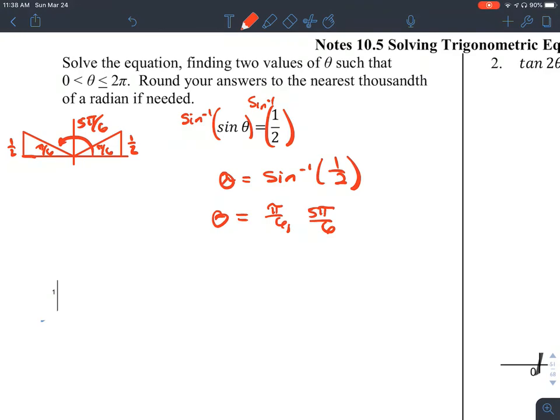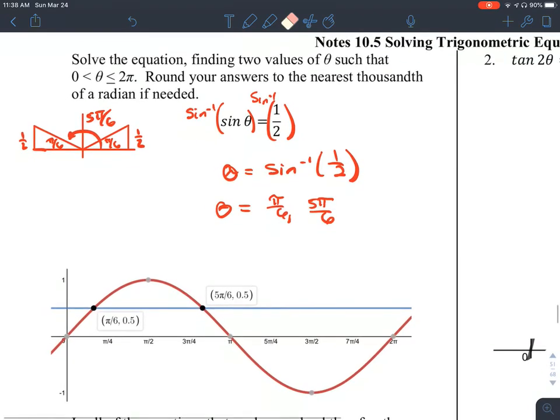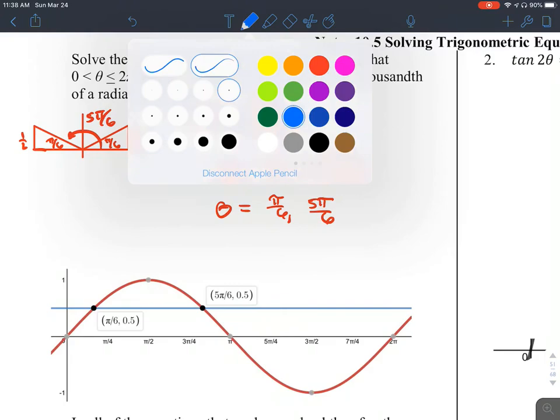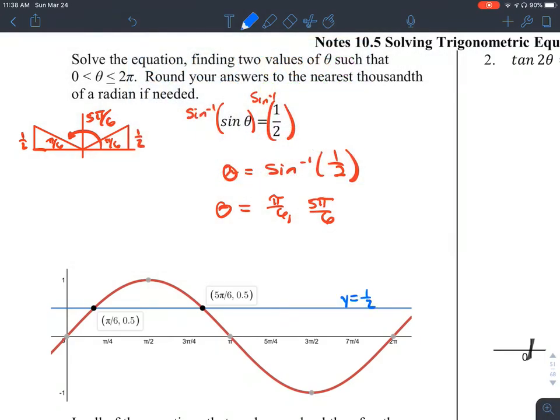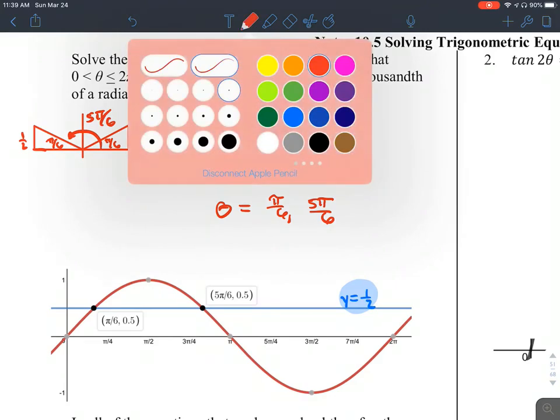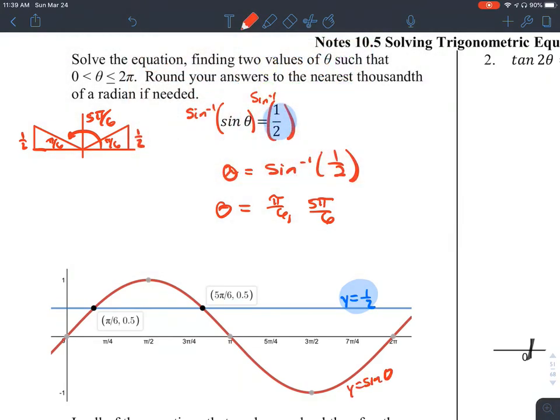Let's take a bigger look at this graphically. If we were to graph the equation y equals sine of theta, that would look like this. I've taken the liberty of also graphing the line y equals 1/2, which represents this. And then this red curve represents y equals sine of theta, which represents the left side of this original equation. Where do they intersect? Well, they're intersecting here at pi over 6 and intersecting again at 5 pi over 6, which are the answers that we got from using the unit circle.